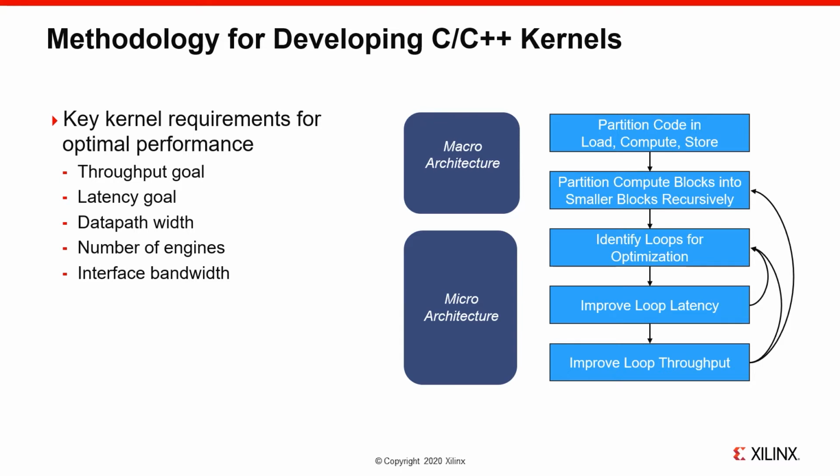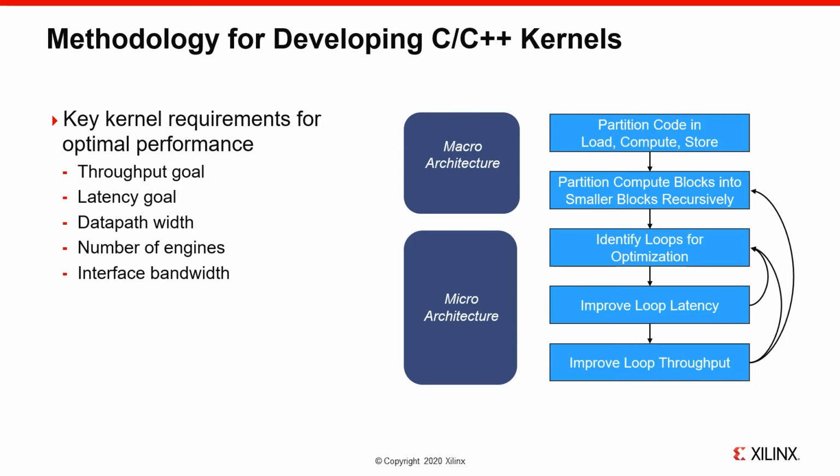The kernel development methodology follows a throughput-driven approach and works from the outside in. This approach has two phases, as indicated in the diagram. The first phase is defining and implementing the macro architecture of the kernel. This involves defining the top-level functions and, in particular, specifying the desired function interfaces, coding the load, compute, and store functions, and defining the connections between functions.